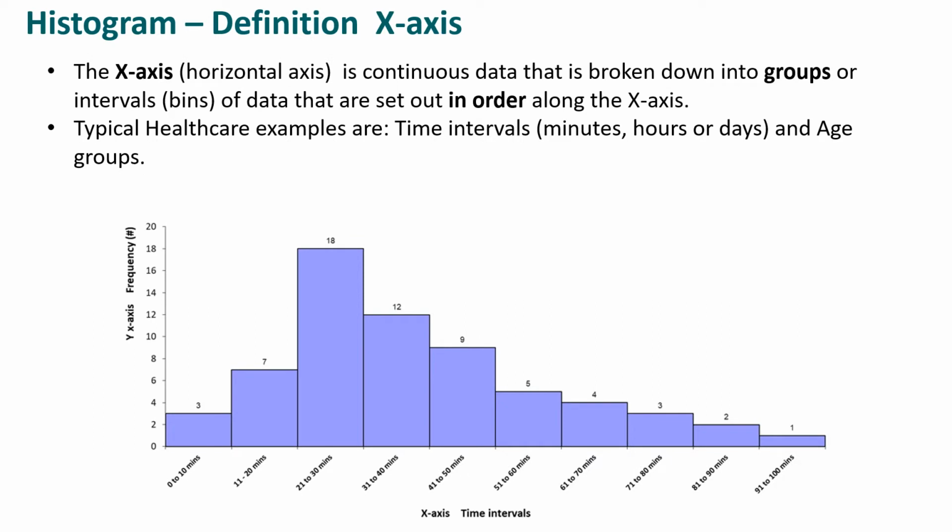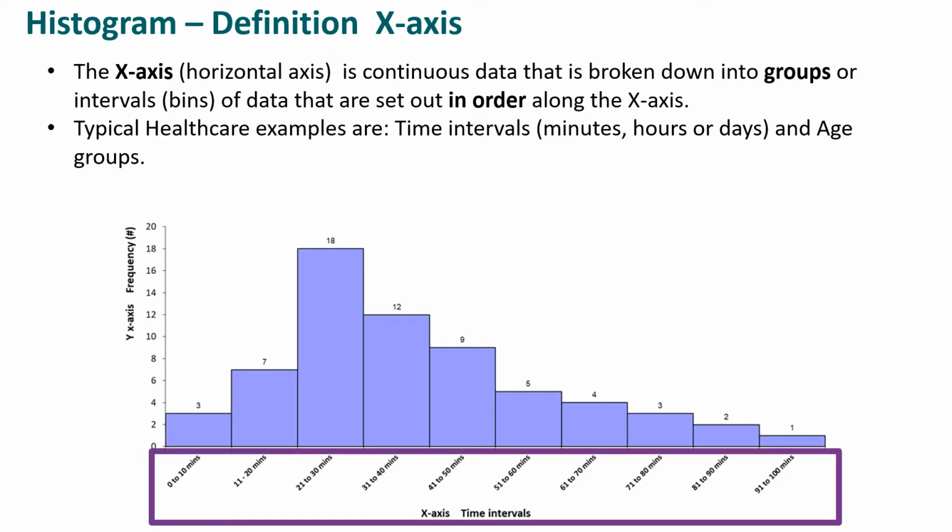The x-axis, or the horizontal axis, which is shown below in the red box, is continuous data that's broken down into groups or intervals of data that are set out in order along the x-axis. Typical healthcare examples include time intervals, like minutes, hours or days, and age groups.